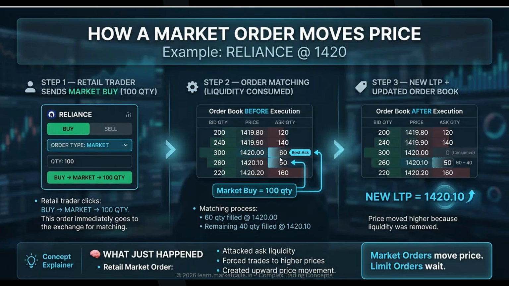A market order will be matched against the order book. So here you can see the trader is sending 100 quantity. It is going and getting 60 quantity from there, and then 40 from the 90 quantity there. So the trader is the one pushing the price from 1420 to 1420.10. The new last traded price updates. This is before execution. After the execution, the limit order book looks something like this. You can see the 60 quantity has been consumed, that's zeroed, and of the 90 quantity, 40 has been consumed, and the remaining 50 remains. And you see a small uptick in price because I had placed 100 quantity of Reliance in the markets.